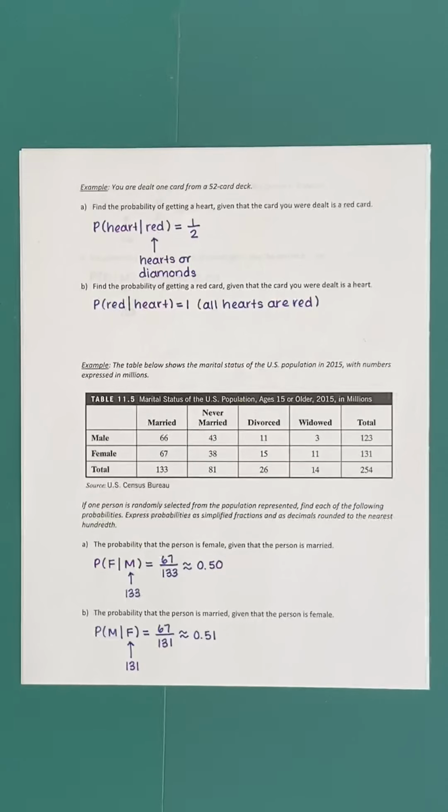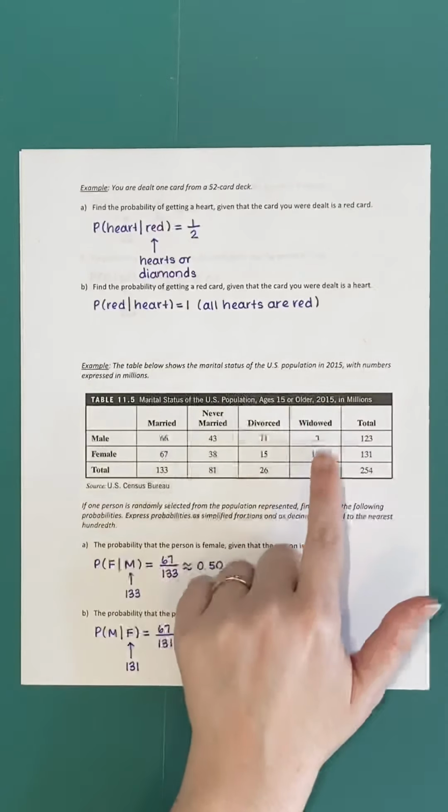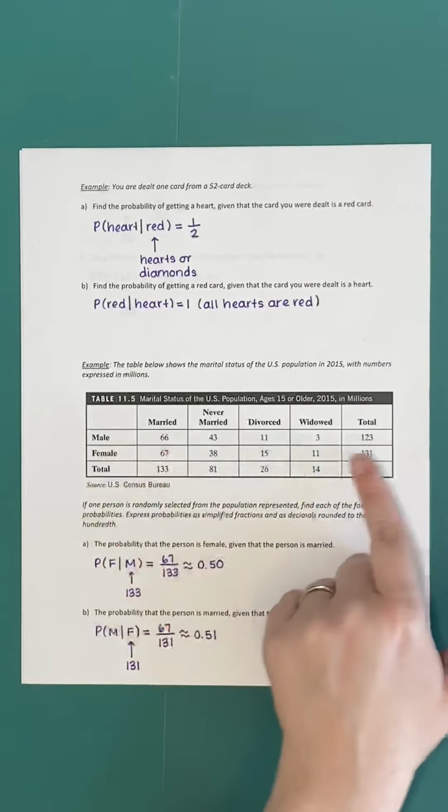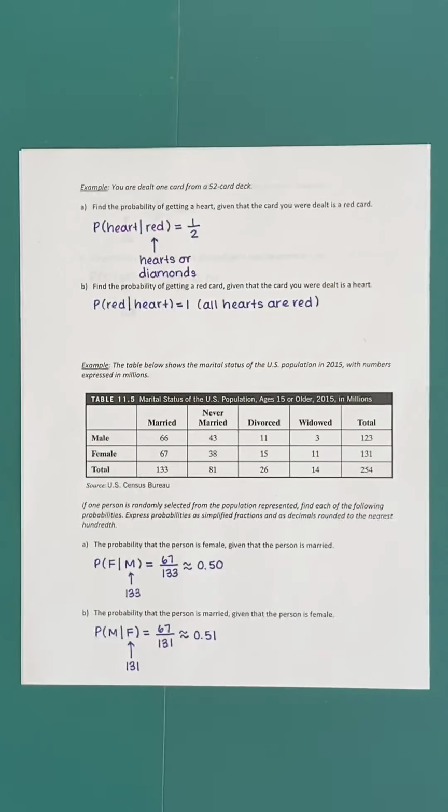Now let's revisit that table we had with marital status. So we looked at this in the last section. Let's look at this again, and let's put this in the context of conditional probability. So recall that we have marital status in the columns, we have binary gender in the rows, out of a total of 254 million. Okay, so we looked at one event or another occurring based on how people are categorized in this table. What about conditional probability? What would that look like in tabular form? So if one person is randomly selected, we want to find these particular probabilities.